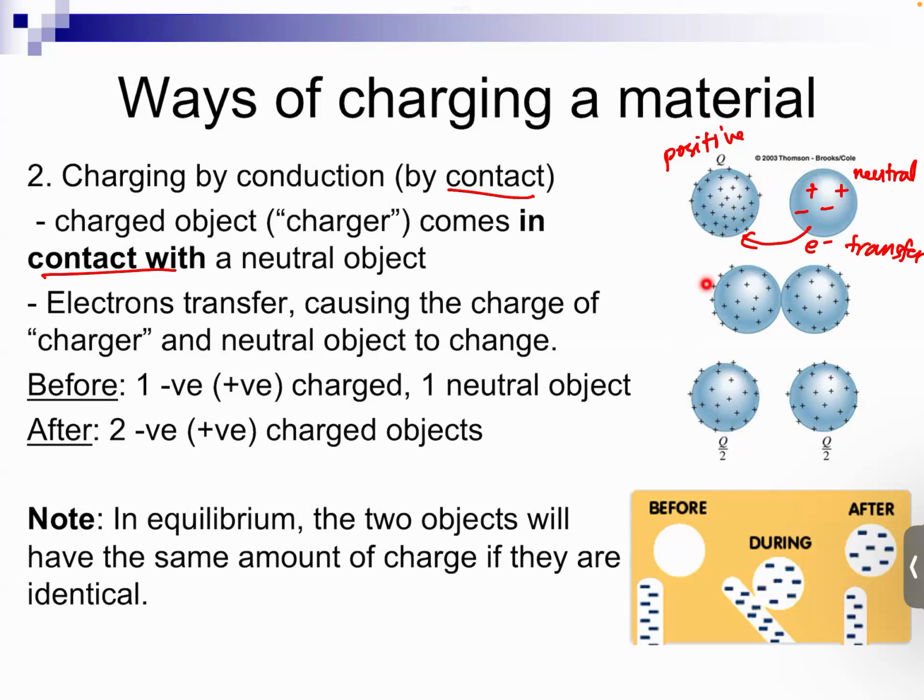Because if you start with a positively charged object and a neutral object, this figure can be misleading. But just remember that electrons are the ones being transferred, right? So electrons transfer from the neutral object to the positively charged object, neutralizing some of the positive charges. If you start with a negatively charged object, then it's pretty straightforward, because the electrons from the negatively charged object can transfer to the neutral object, and in the end, you end up with two negatively charged objects. Right?